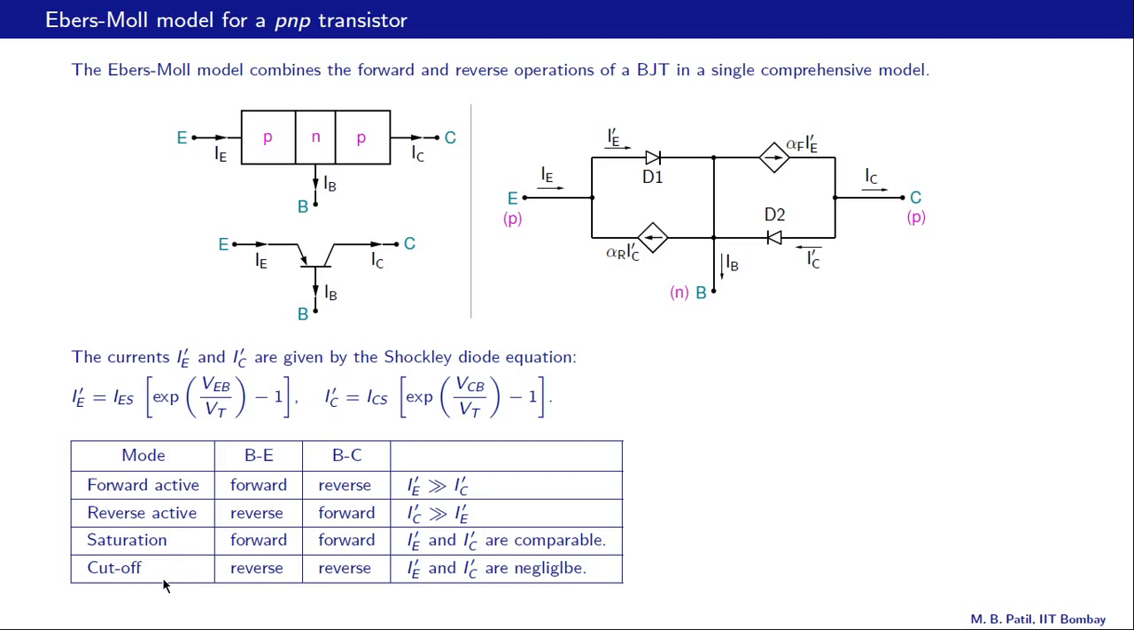In the fourth mode, the cutoff mode, both of these junctions are under reverse bias. IE prime is 0, IC prime is 0, this current is 0, this current is 0. Essentially all currents are 0 and the transistor looks like an open circuit from any of these terminals. So that is the cutoff mode.